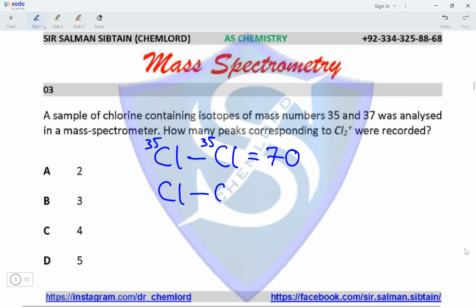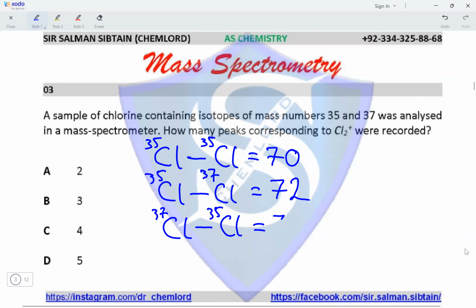Another possibility would be one of the isotopes having a mass of 35 and the other having a mass of 37, giving us a total mass of 72. A third possibility has the Cl37 isotope at the first position and Cl35 isotope in the second position. This also has a mass of 72. And another possibility has both the isotopes having a mass of 37, giving a total mass of 74.